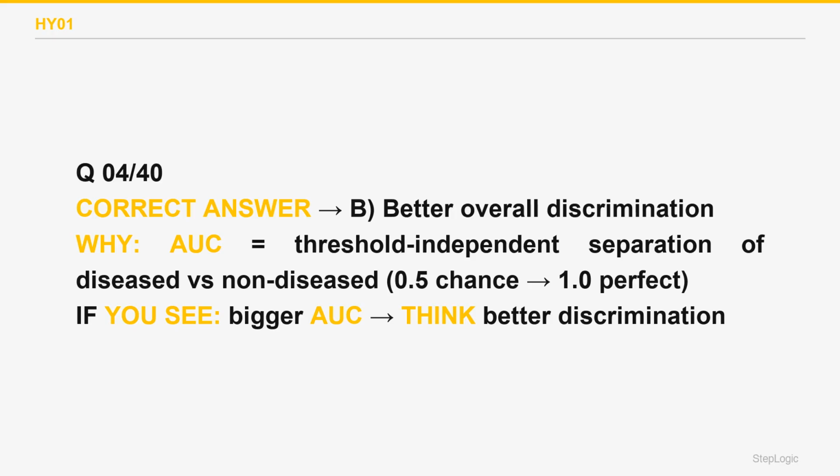An AUC of 0.92 is high but not 1.0, so the test still misclassifies some patients. It is not perfect. Choice E wrong. A larger overall area does not guarantee a lower false negative rate at every cutoff, because two ROC curves can cross. One test can win overall yet lose at specific thresholds. Choice C wrong. AUC measures discrimination and is independent of prevalence and PPV, so the larger area simply means better overall discrimination.